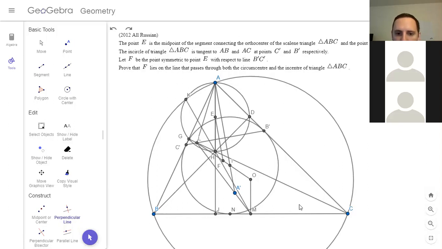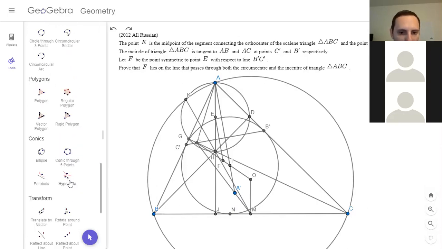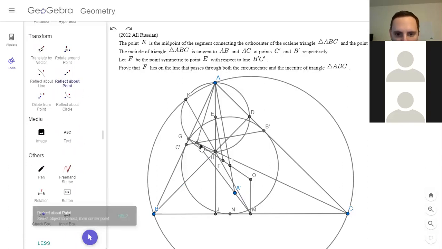Well, so AF prime is equal to the radius of that circle. Maybe that helps because, yeah, I want to show that A prime F is parallel to something. Like what if I reflected L over A prime? Let's see. Not sure if that does much. No.